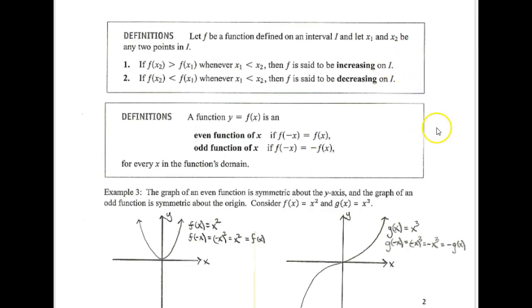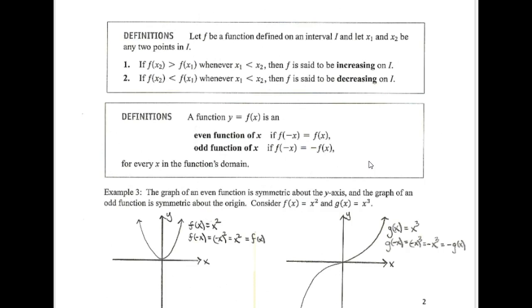So just to keep going here, we are talking about a quick definition here. There's really not an example for this about increasing and decreasing functions. If you have any questions, certainly ask about that. And then even and odd functions are something that we'll need to have a good grasp on as we come around. So that's what this next function is.